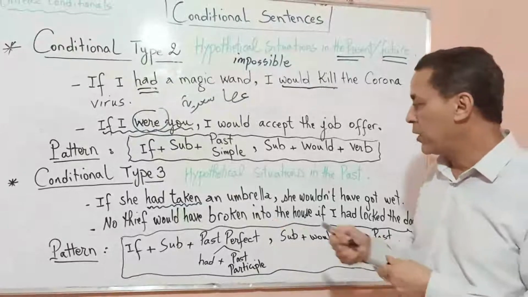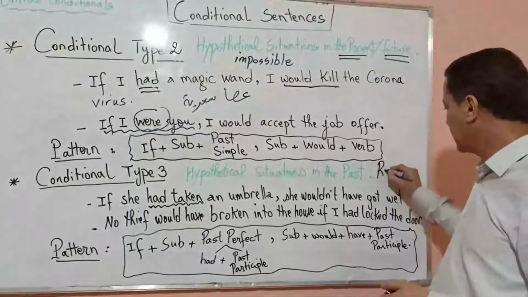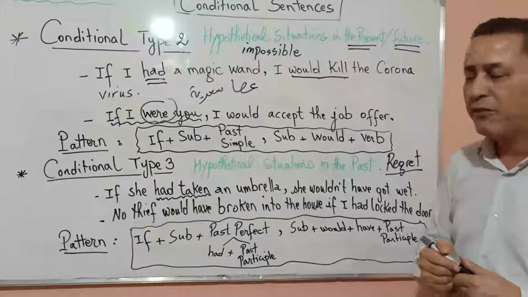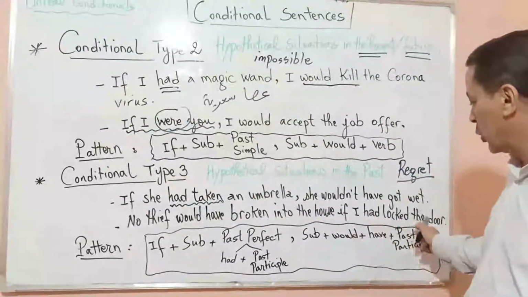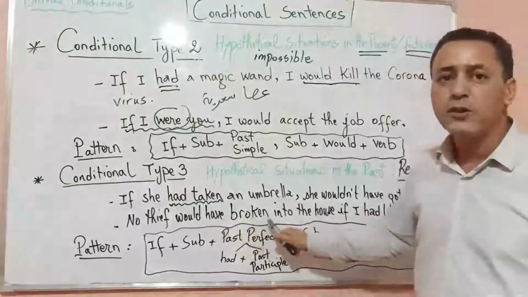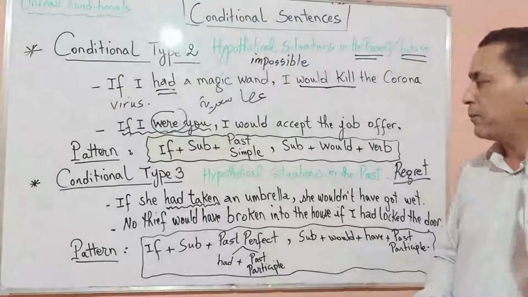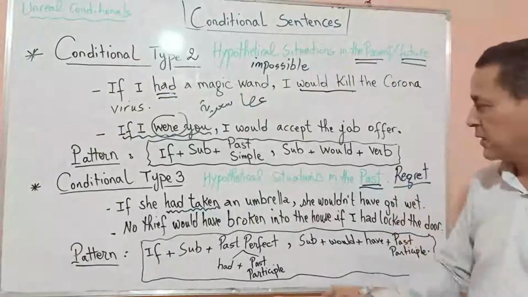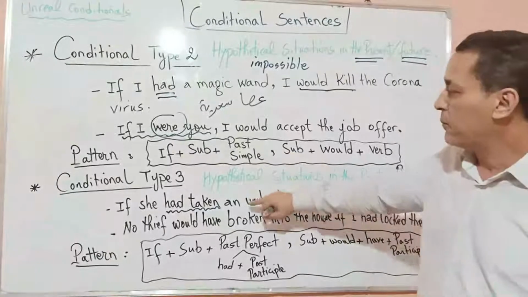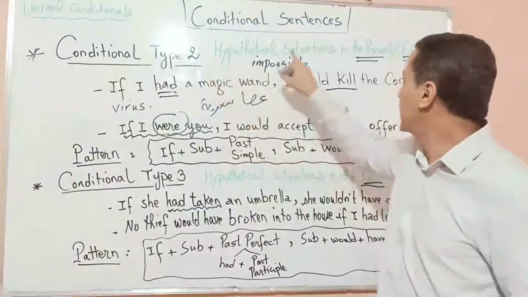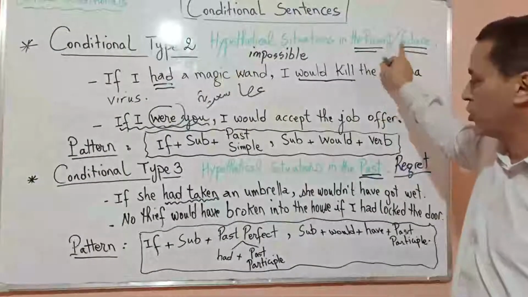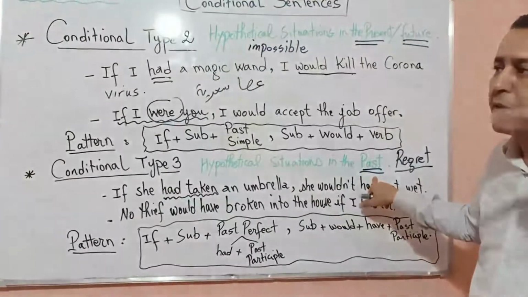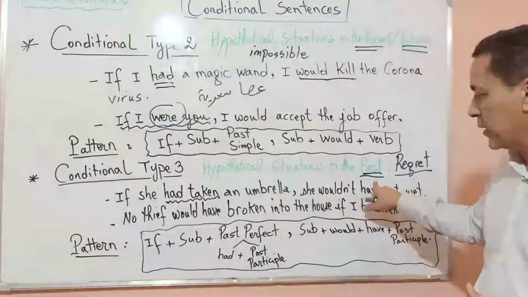So here we're talking about a situation which expresses regret, in which I am having regret because I didn't lock the door. So somebody broke into the house. So this is about the past. And actually the only conditional that's about the past is conditional type 3. Compared with conditional type 2, which is about the present and future, conditional type 3 is about the past. So I'm just imagining the opposite of what happened.